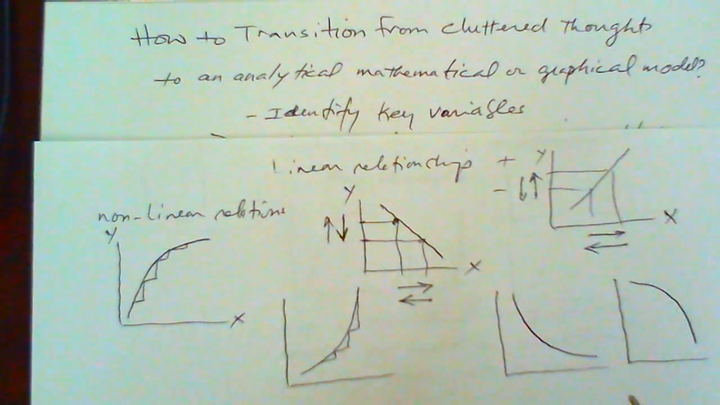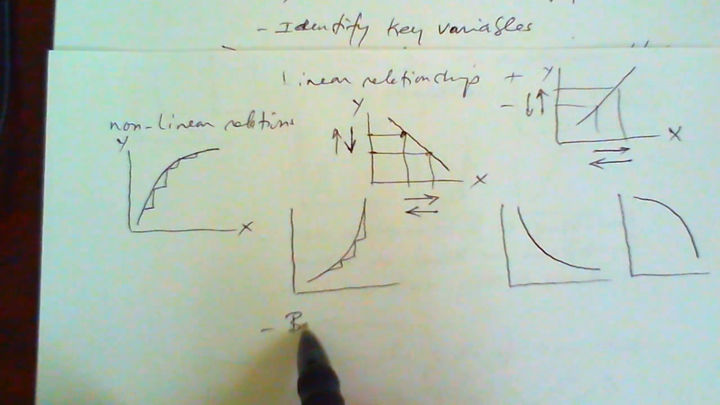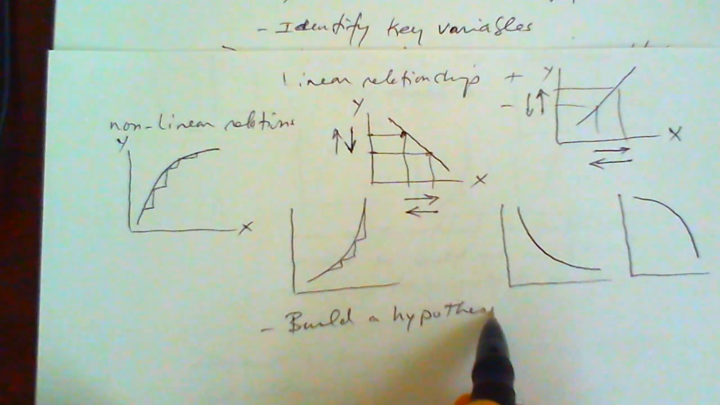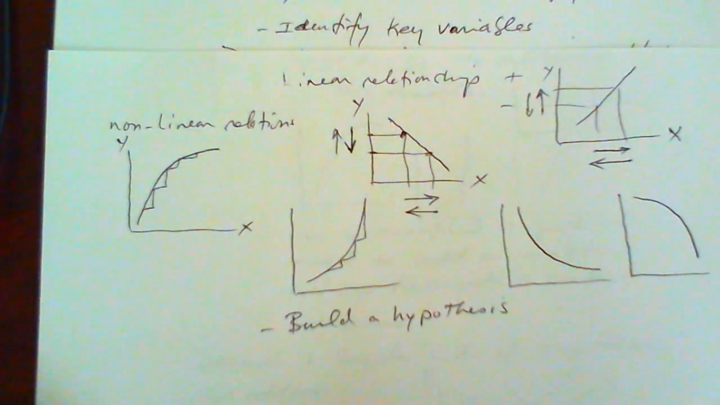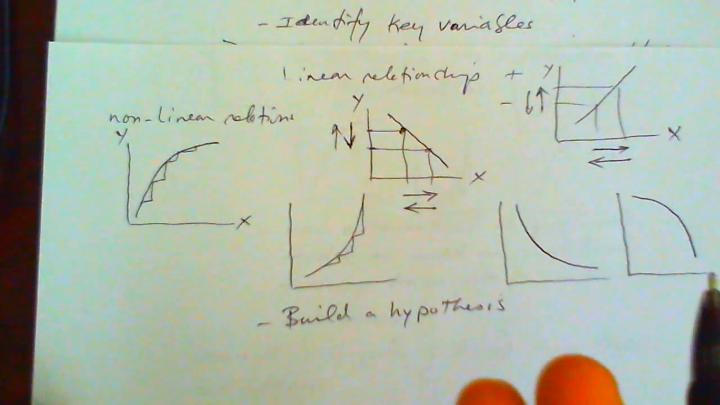if you have some reason to assume that that might be the case. And then you build a hypothesis that you assume these relationships seem to follow. And then you collect data and test your hypothesis to see if it's true or not.